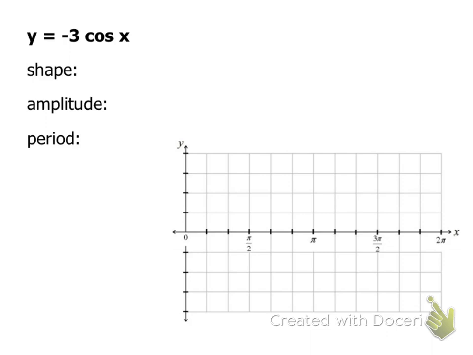For y equals negative 3 cosine x, my shape for cosine is maximum to maximum, but we have a negative, so we will have to flip this, and it will now be minimum to minimum. My amplitude comes from that number. It is 3. The amplitude is not negative 3. It's just 3. And my period is 2 pi.